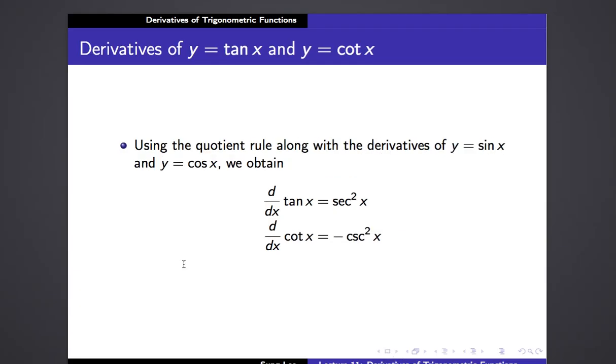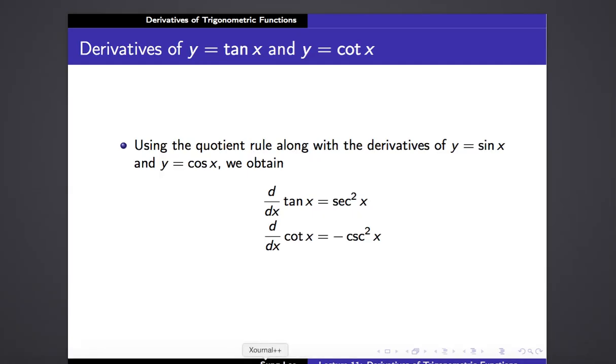Okay, so I believe these are the last set of the trigonometric functions we want to talk about their derivatives, right? So derivatives of y equals tangent of x and also y equals cotangent of x. That's what we want to talk about. So using the quotient rule, along with the derivatives of y equals sine of x and y equals cosine of x, we can obtain the following formulas. So derivative of tangent is secant squared, and derivative of cotangent is negative cosecant squared. So let's check those out.